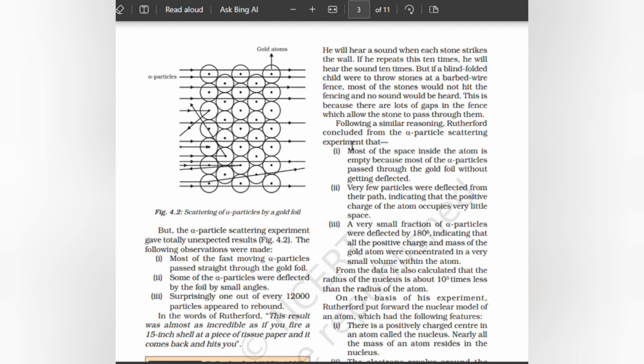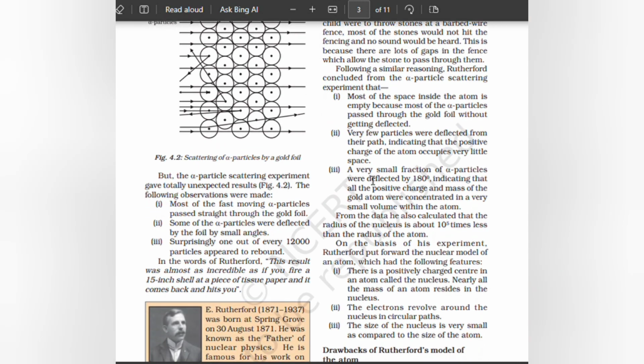Following a similar reasoning, Rutherford concluded from the alpha particle scattering experiment that most of the space inside the atom is empty, because most of the alpha particles pass through the gold foil without getting deflected. Very few particles were deflected from their path, indicating that the positive charge of an atom occupies very small space. A very small fraction of alpha particles were deflected by 180 degrees, indicating that all the positive charge and mass of the gold atom were concentrated in a very small volume within the atom.